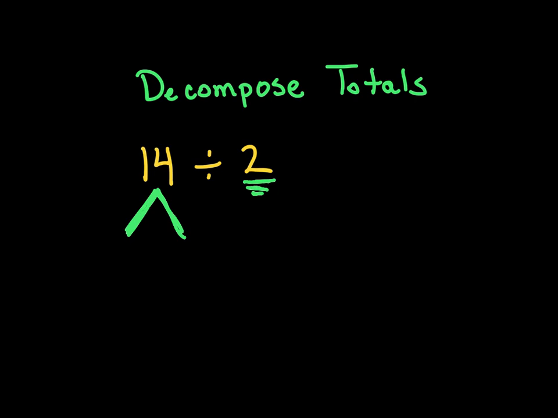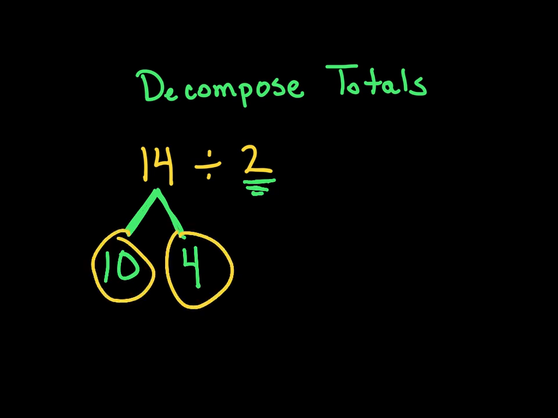So when we look at 14, we're going to pull out a 10. And when we pull out a 10, we know that 2 can go into 10 evenly. So when we do 14 take away 10, how much do we have left? We have 4. So now we have our number bond. And now we can divide.